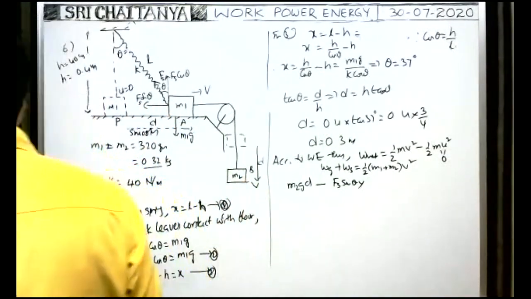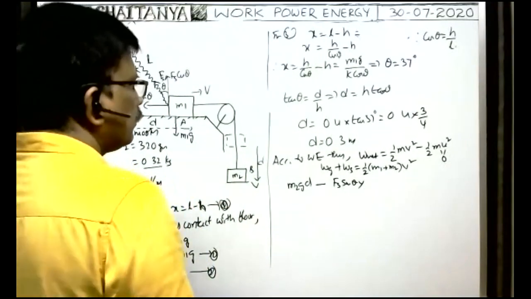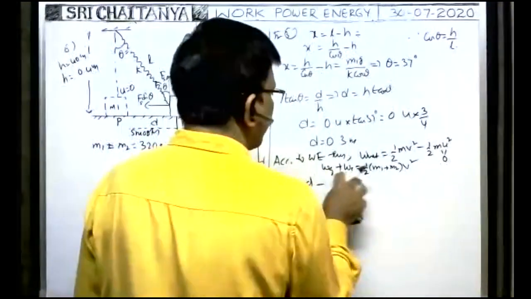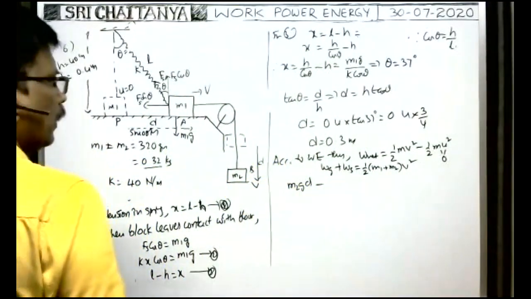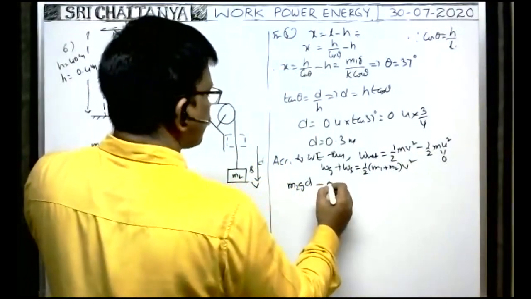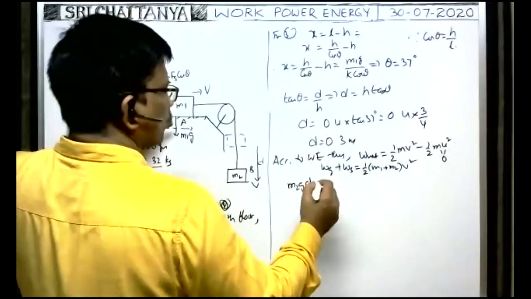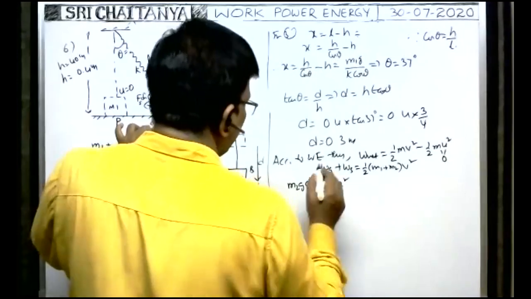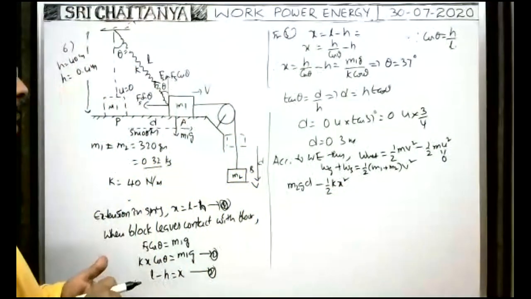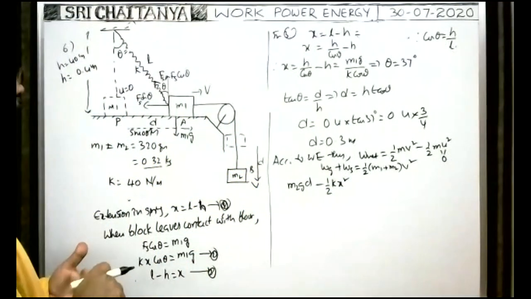That's why we have to write half kx square now. Because of the work done by the spring force, some extension takes place in the spring. Due to that, the energy stored in the spring is equal to half k into x square. It is the work done by the spring force.